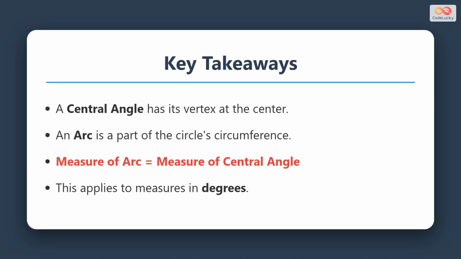To wrap up, remember these key points. A central angle starts at the center. An arc is part of the edge. And most importantly, the degree measure of the arc is always equal to the degree measure of the central angle. Keep this rule in mind, and you will master circle geometry in no time.